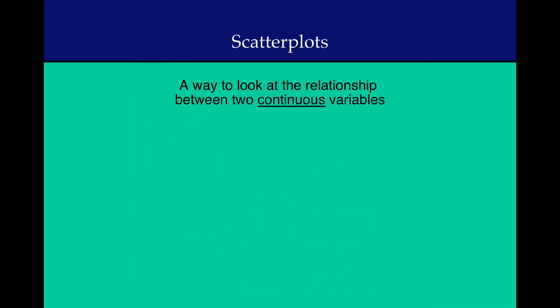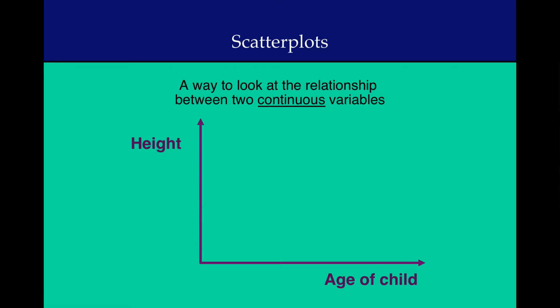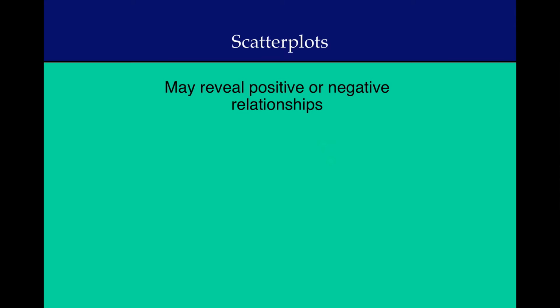So, scatter plots are a way to look at the relationship between two continuous variables. So you might imagine age of child here, and here maybe it's height. And you'd expect to see something like this. As children got older, they got taller. And a scatter plot may reveal positive or negative relationships.